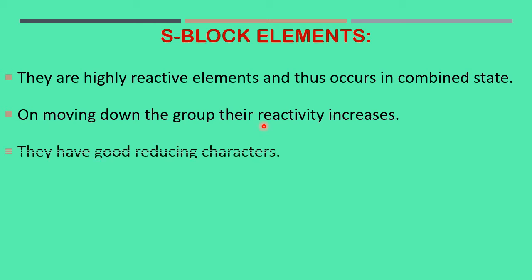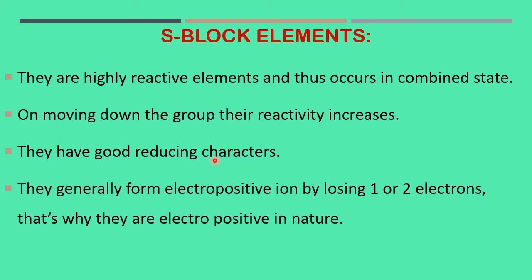They are good reducing agents. Why? We define reducing character on the basis of the ability to donate electrons, and they are the best electron donors. That's why they are called the best reducing agents. They form electropositive ions. Why? They lose electrons. Once they lose them, they become cations, electropositive.